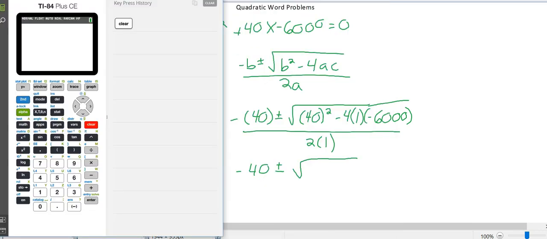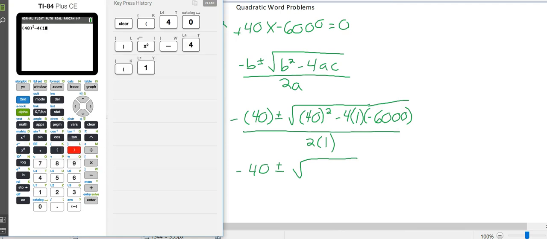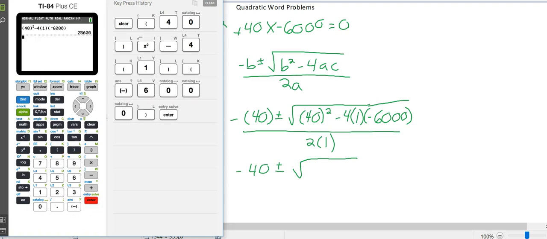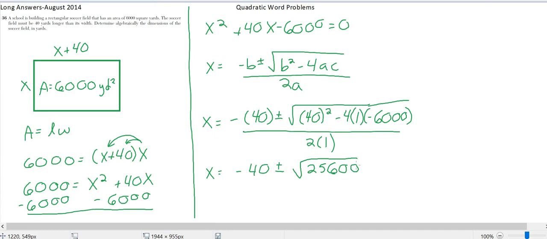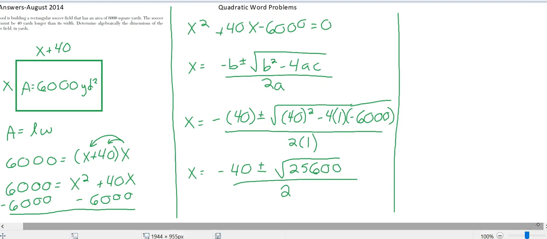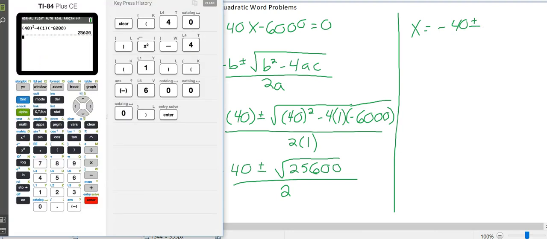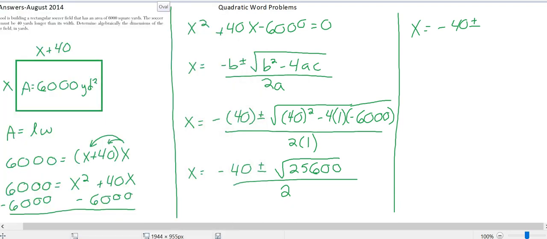So we have 40 squared minus 4 times 1 times negative 6,000, and enter. That's 25,600. And this whole thing is over 2 times 1, which is just 2. So let's simplify this. x is equal to negative 40 plus or minus the square root of 25,600. Is that a perfect square? Let's check on the calculator. The square root of 25,600 is 160. It is a perfect square.